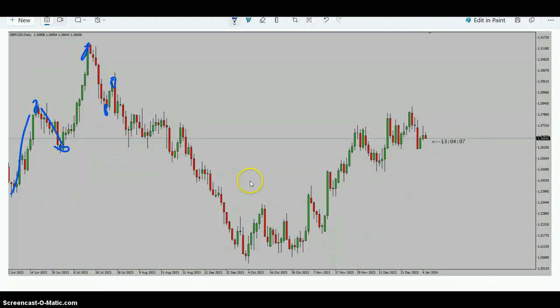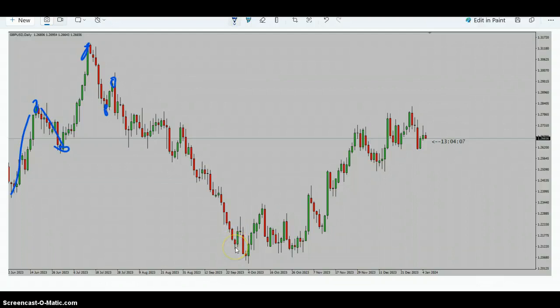Now, let me ask you a question. The market came here before going up and coming down. Is this a valid pivot point? That's my question to you. From here to here, is there a valid pivot point? If you said yes, then you are right.